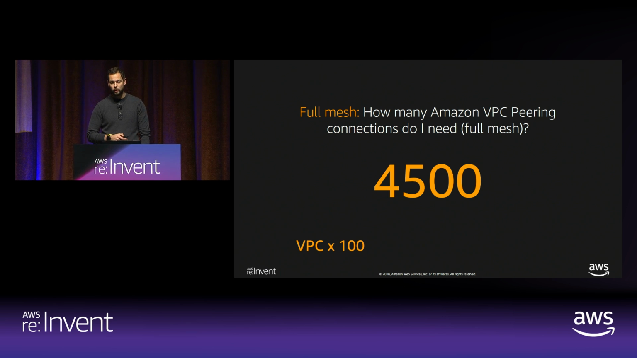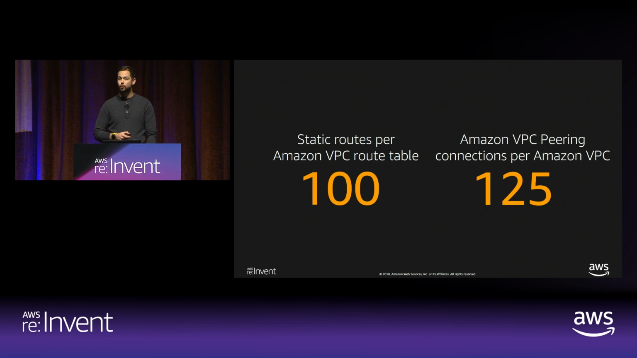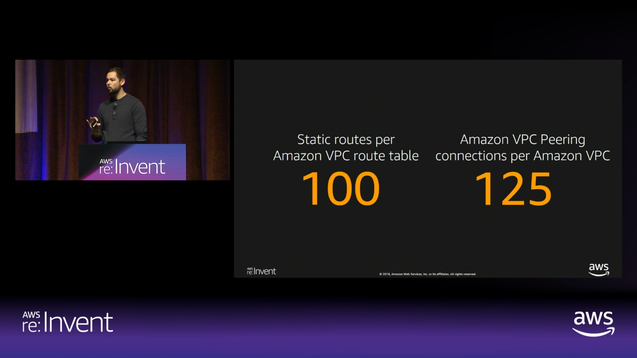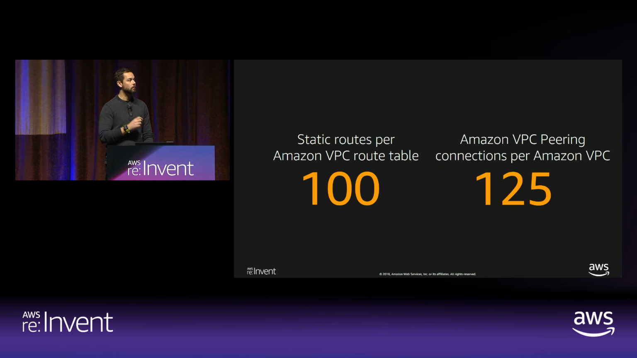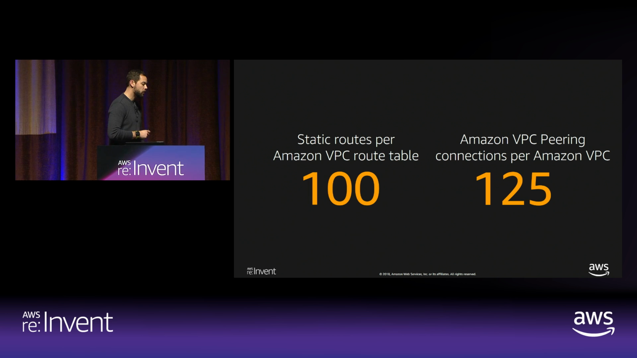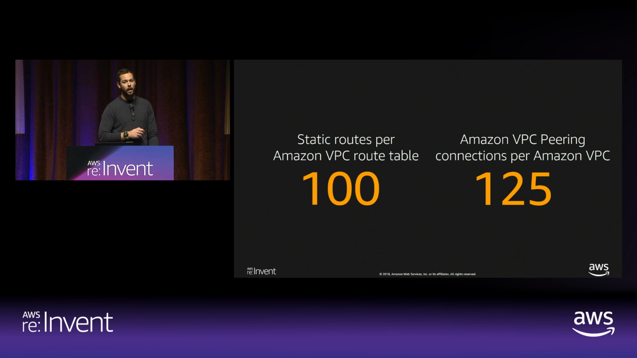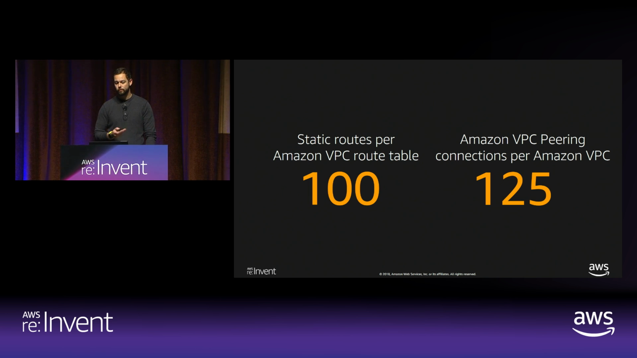Now, mind you, there are some limits here. Each route table within a VPC can handle 100 routes. Each peering connection needs a route. You can have 125 peering connections per VPC as well. Now the route limit, the 100 prefix route limit, is actually a hard limit. We can't go beyond that.